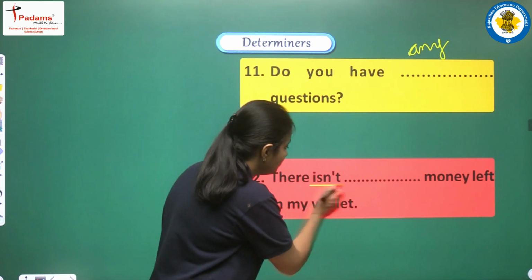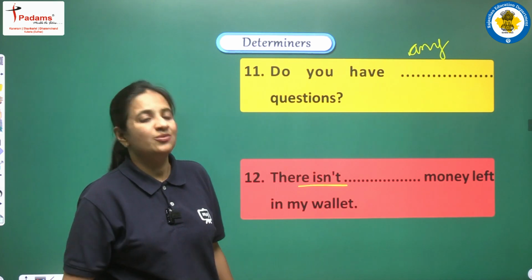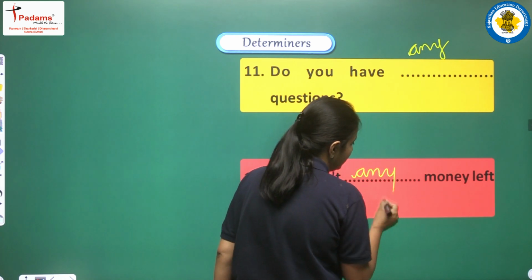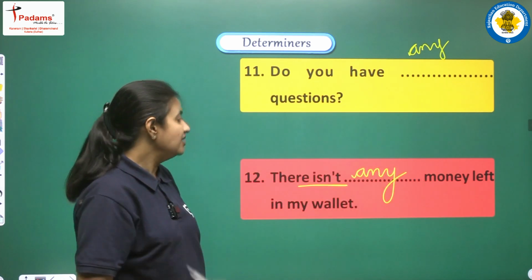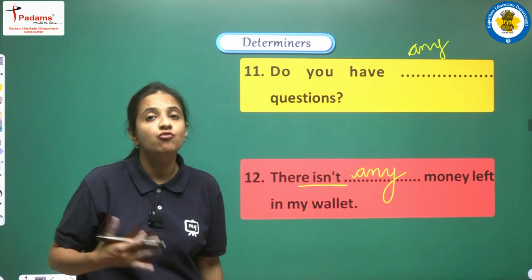Next, there isn't money left in my wallet. So here we are having isn't, that is is not. So we are having a negative sentence. So because of this negative sentence, in this blank our answer will be any, and the complete sentence will be, there isn't any money left in my wallet.